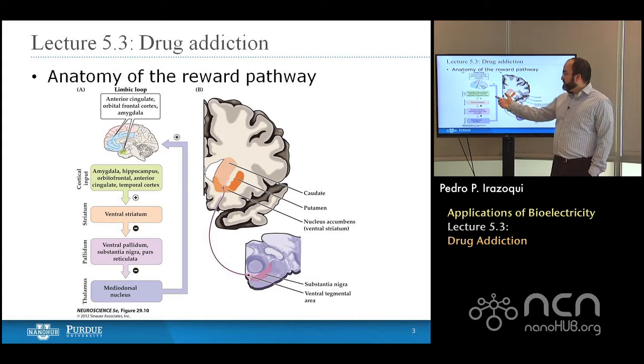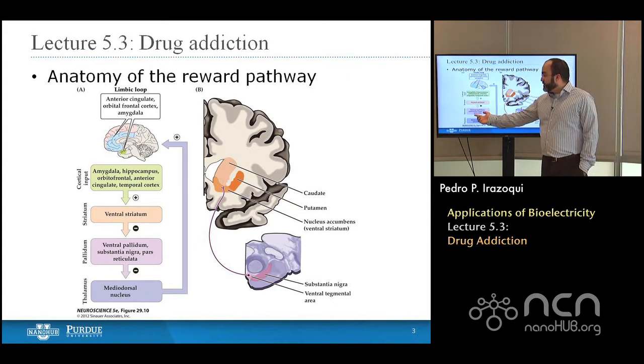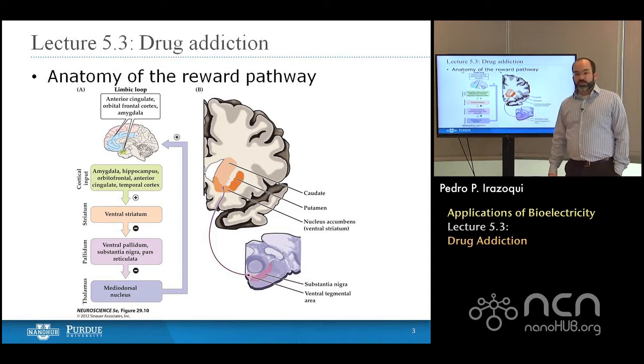The nucleus accumbens and the ventral striatum project to the ventral pallidum, the substantia nigra, both parts of it, and from there, or beg your pardon, to the pars reticulata, the substantia nigra, and from there to the mediodorsal nucleus.